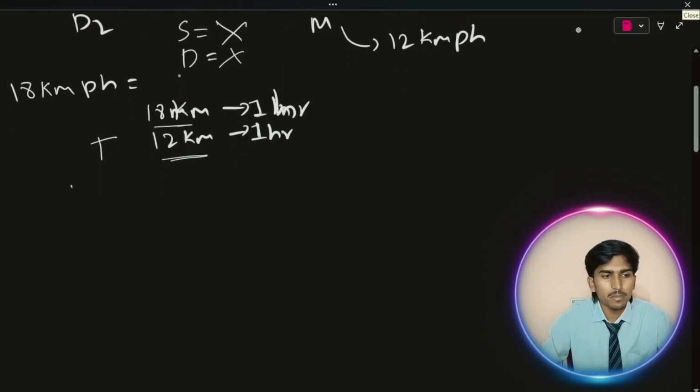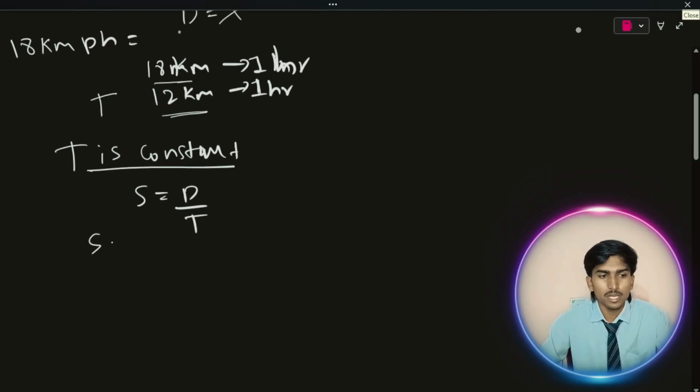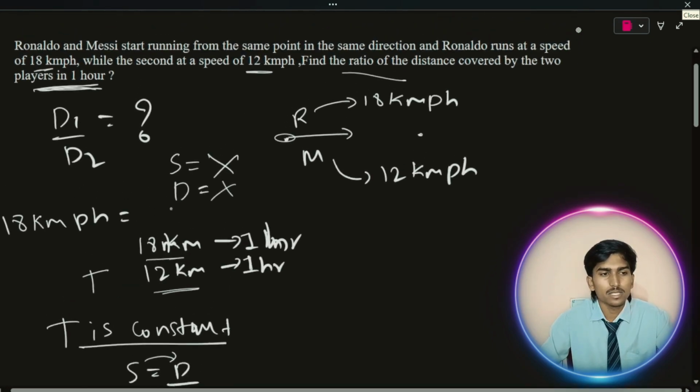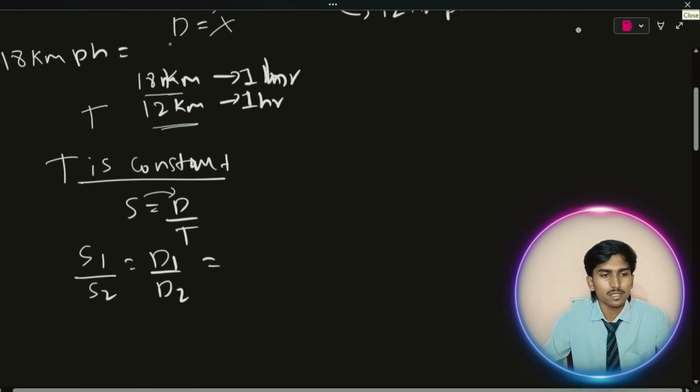We know that when time is constant, I already told you the condition. Speed is equal to distance per time. When time is constant, speed 1 by speed 2 is d1 by d2, that is, speed is directly proportional to the distance. So what is the speed? Ronaldo's speed is 18 kilometers and Messi's speed is 12 kilometers. Just apply the things.